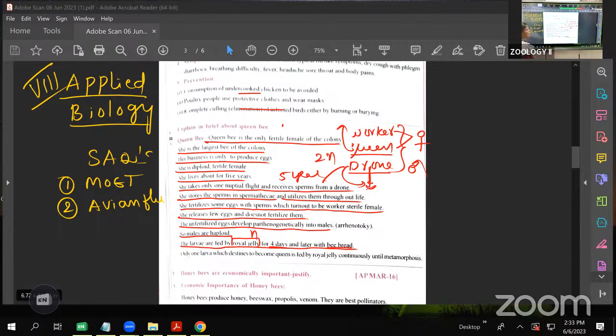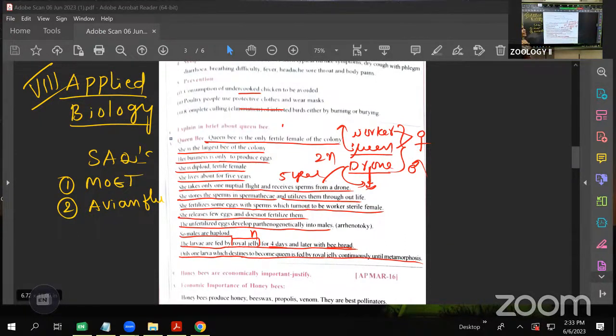Clear? Next, only one larva becomes a queen. Only one queen is present in one beehive. That's why only one is fed continuously to form the queen bee until metamorphosis. This part is about the queen bee.